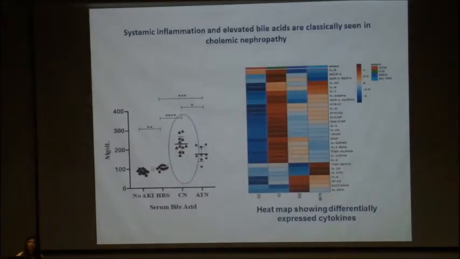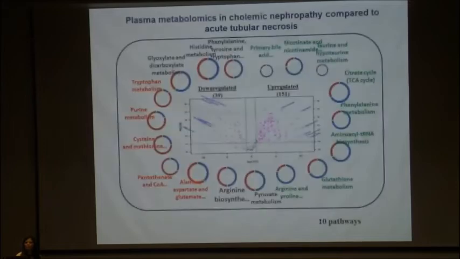Another interesting finding we found here was when we analyzed the bile acids in all these 4 sets of patients, we can see here that patients with colemic nephropathy had the maximally elevated bile acids. And this is the heat map, which clearly shows a distinction of all the systemic inflammatory cytokines in these patients. So this clearly suggests that colemic nephropathy is a distinct group.